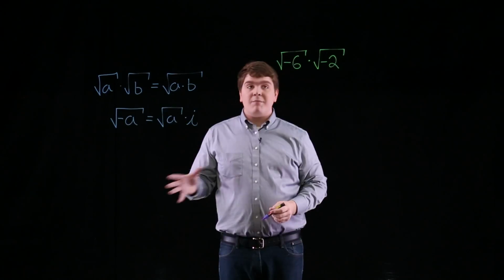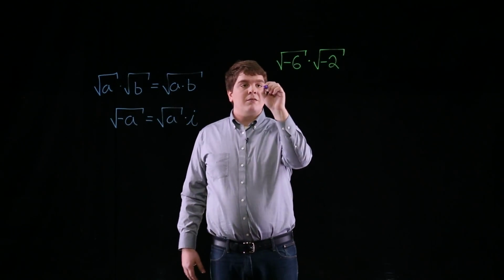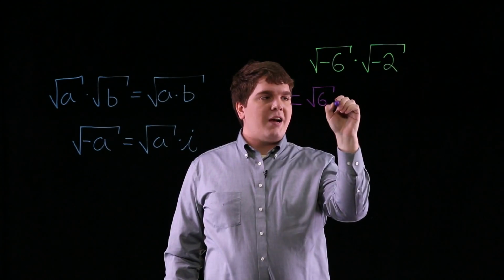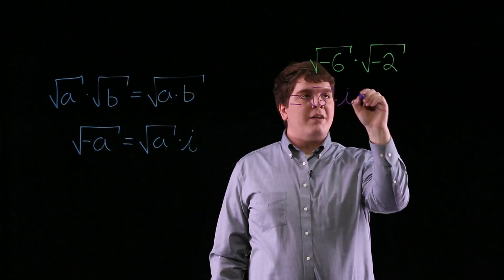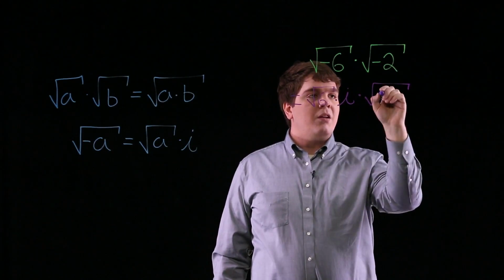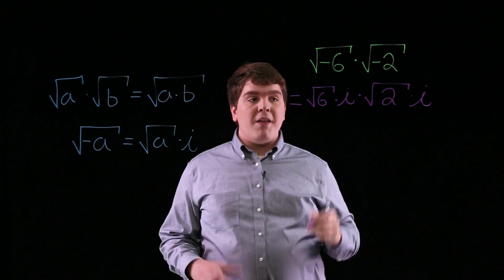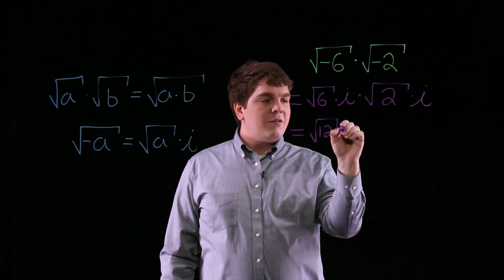Now, applying this concept to this problem, what we have is the square root of -6 can be rewritten as the square root of 6 times i, and the square root of -2 can be written as the square root of 2 times i. Now we can rewrite this as the square root of 12 times i squared.